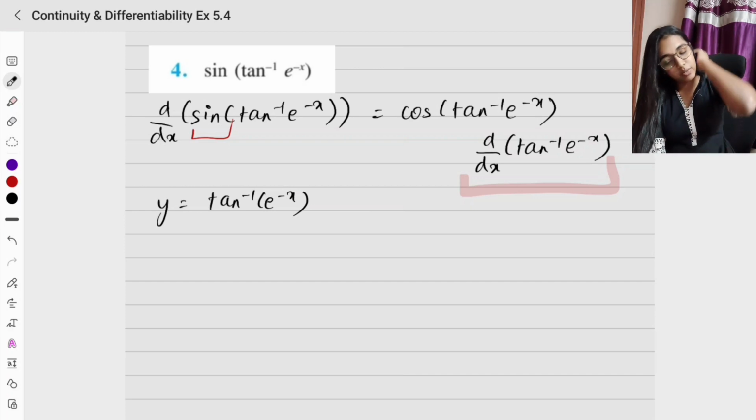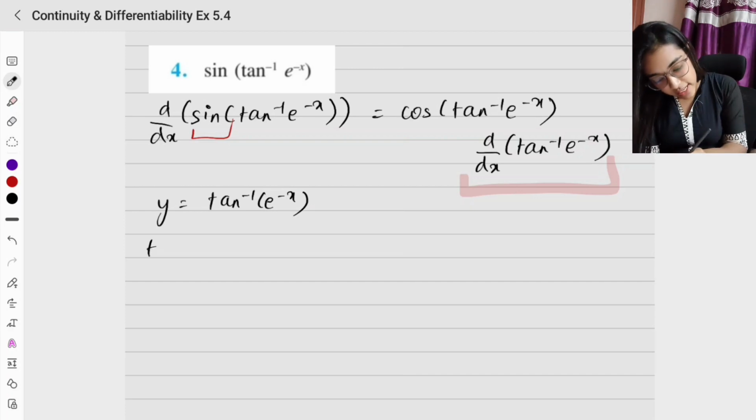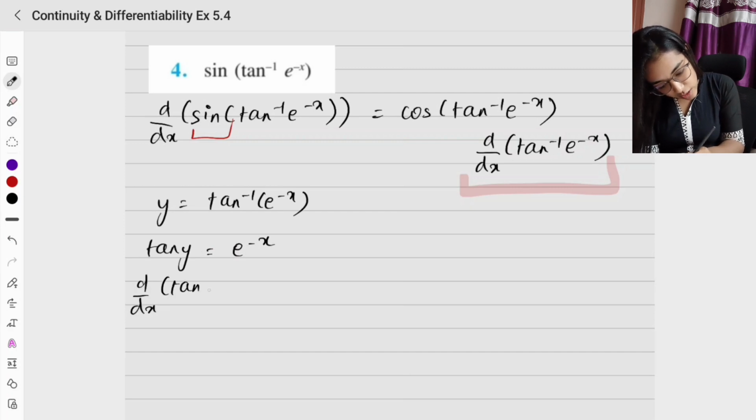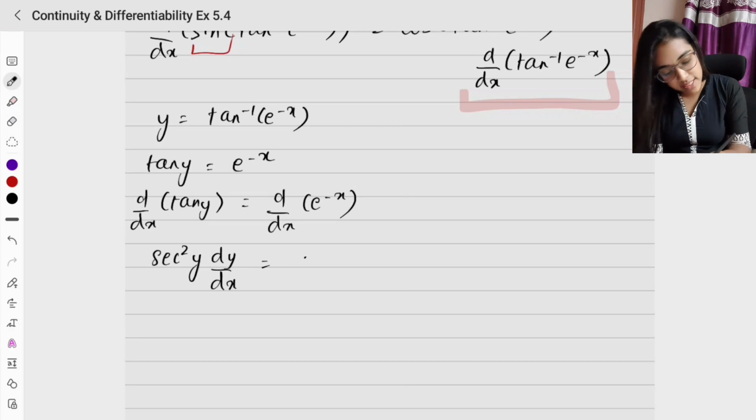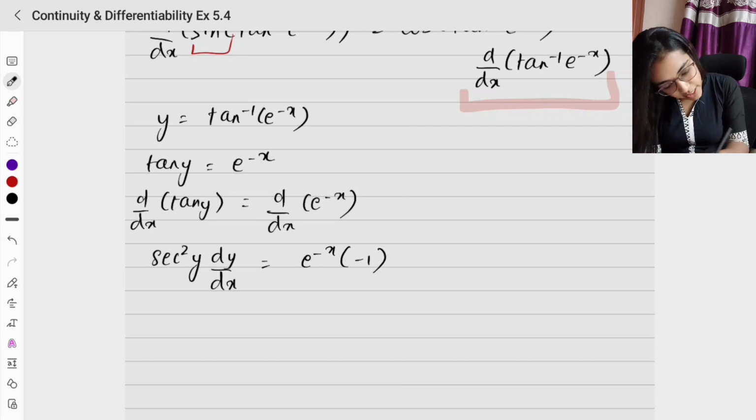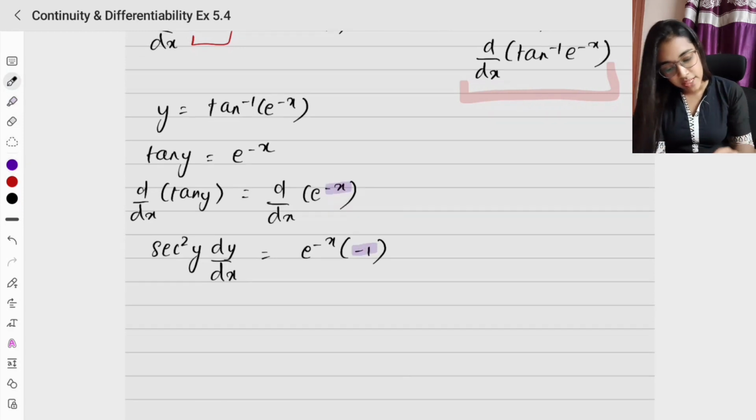Now taking tan on both sides, I'll have tan y is equal to e to the minus x. Taking derivative on both sides, d by dx of tan y is equal to d by dx of e to the minus x. The derivative of tan is secant square y dy by dx, equals d by dx of e to the minus x. So it is going to be e to the minus x times minus 1, the derivative of minus x. You agree? Derivative of minus x is going to be minus 1. I'll mark it.